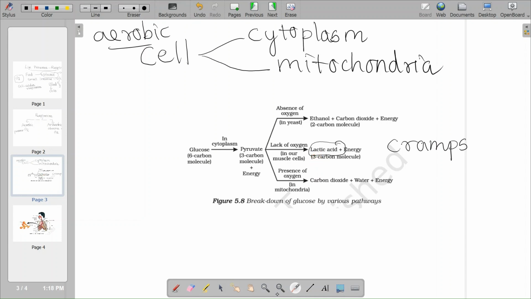So aerobic respiration is a complete breakdown of glucose to release energy. And in anaerobic respiration, in both ethanol fermentation and lactic acid fermentation, it is an incomplete breakdown of glucose to release energy.